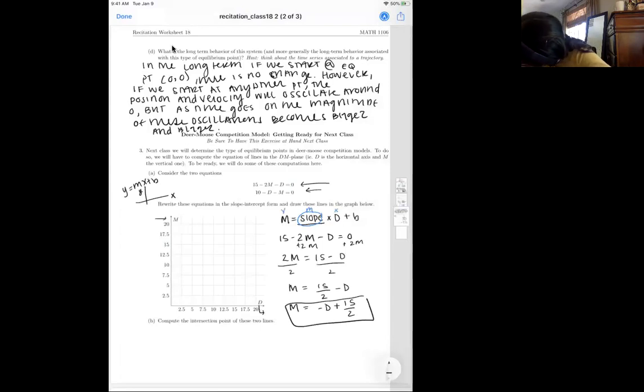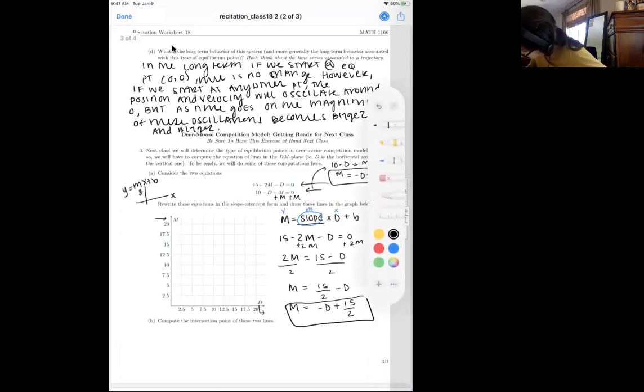Rewriting this, we have 10 minus d is equal to m, and we have it actually just from that one step by adding m to both sides. So we have m is equal to negative d plus 10. So what we want to do now is plot both of these equations.